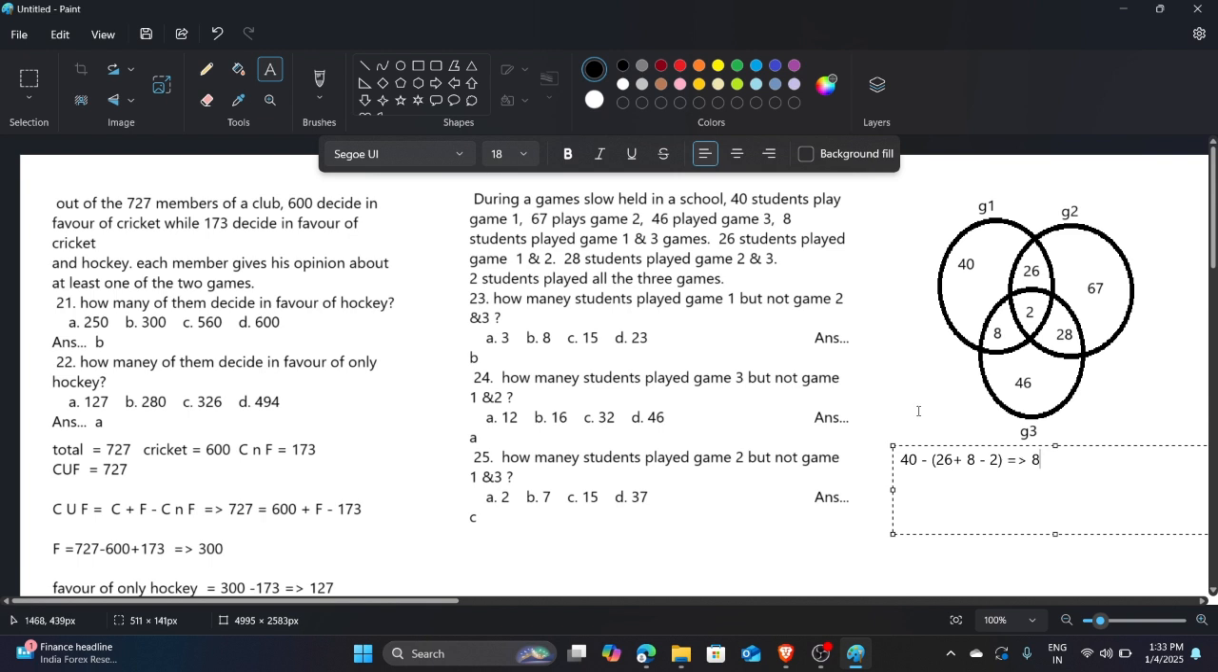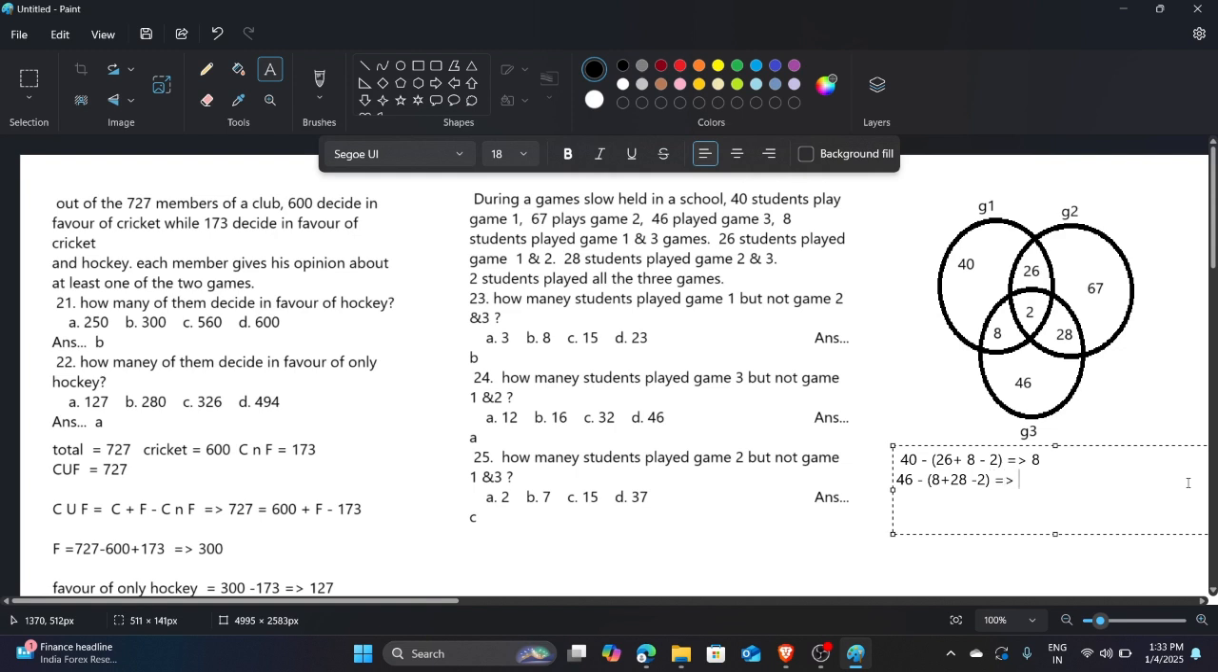Okay. And you can see the answer. Now the second: how many students played game 3 but not game 1 and 2? So the total number of students who played game 3 is 46, minus the intersection of both 1 and 2. So 8 plus 28, minus again 2.